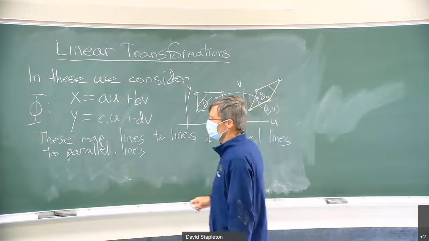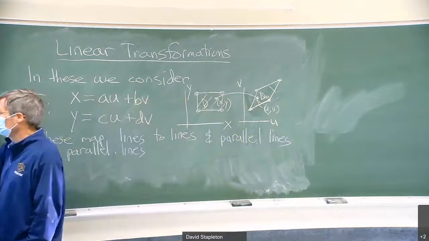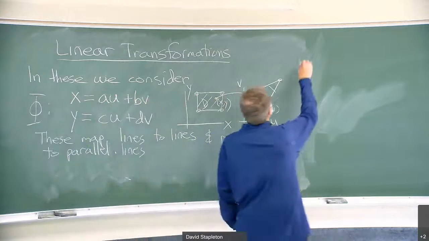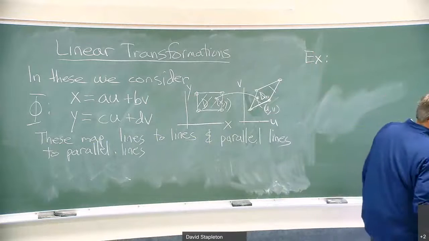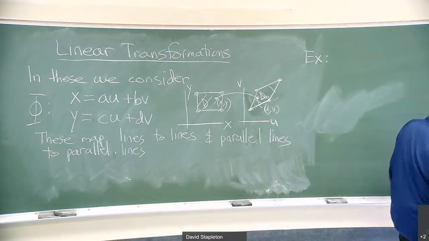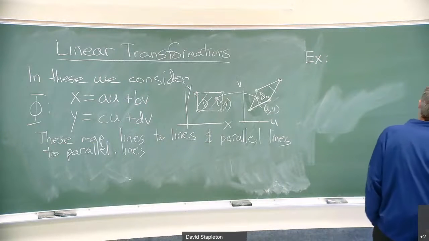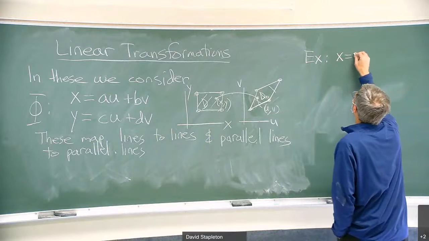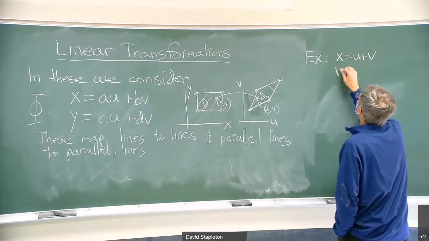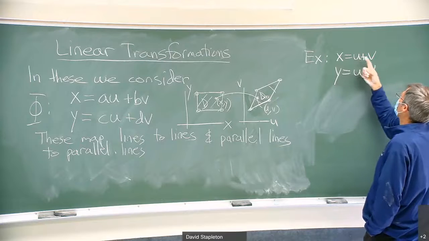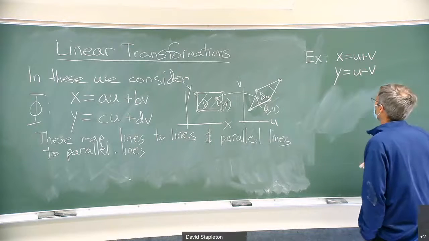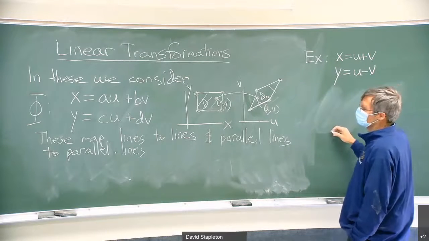So here's an example map. Suppose I let x equal u plus v, and y equals u minus v. This is a linear transformation, right? a is 1, b is 1, c is 1, and d is minus 1.